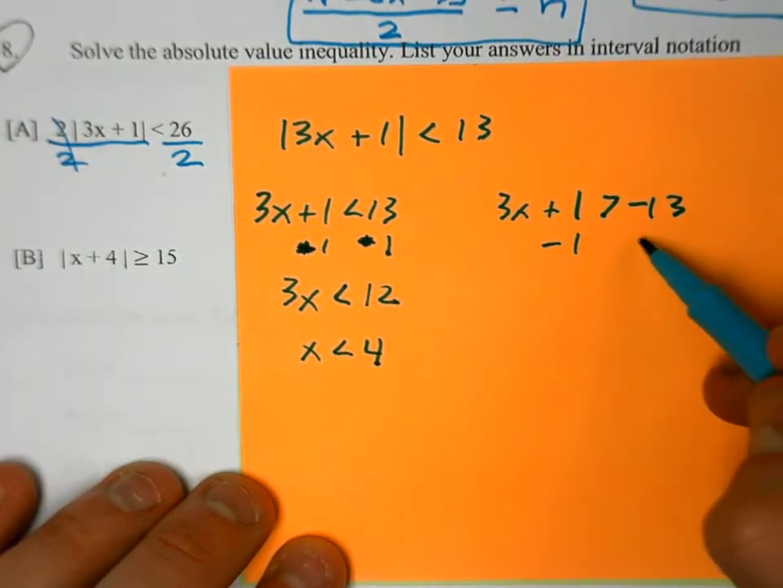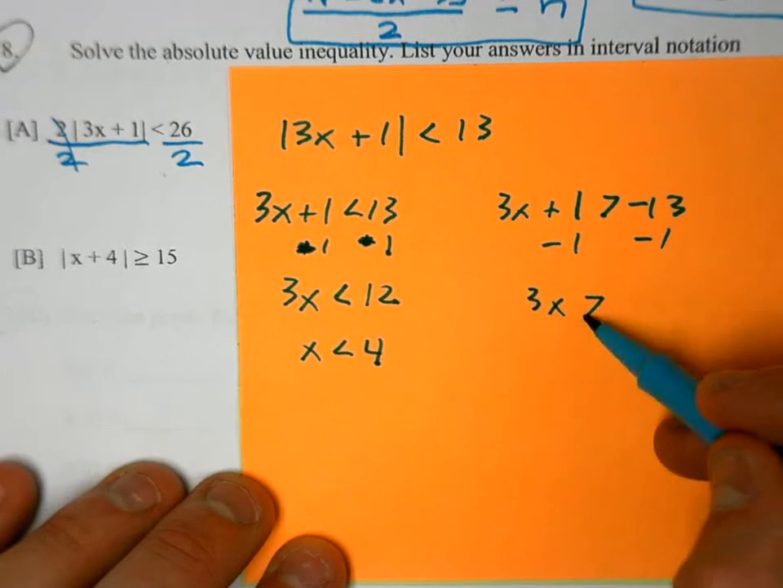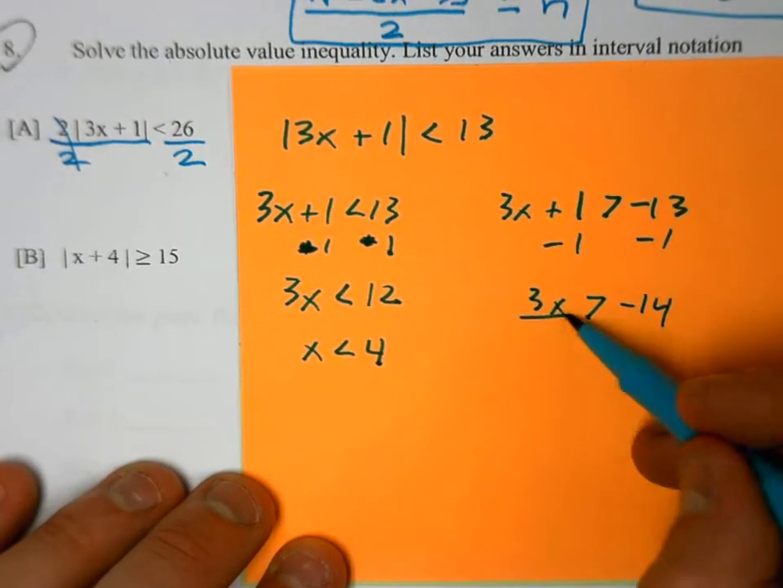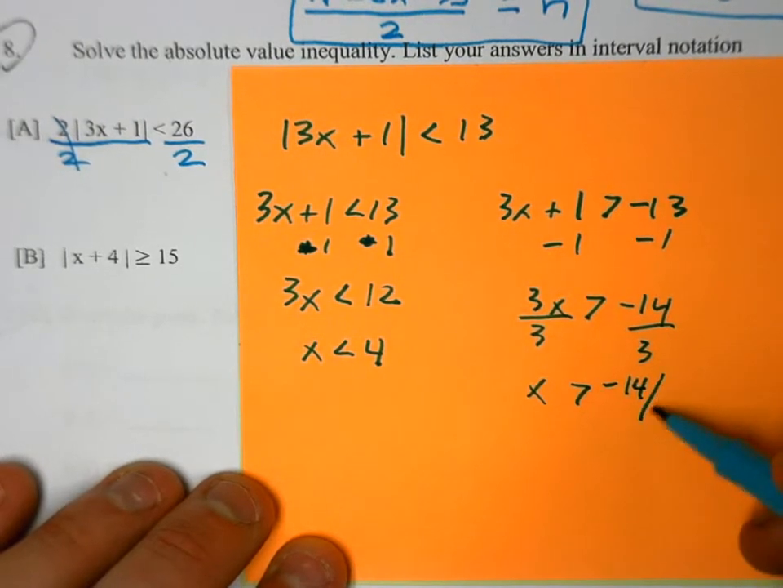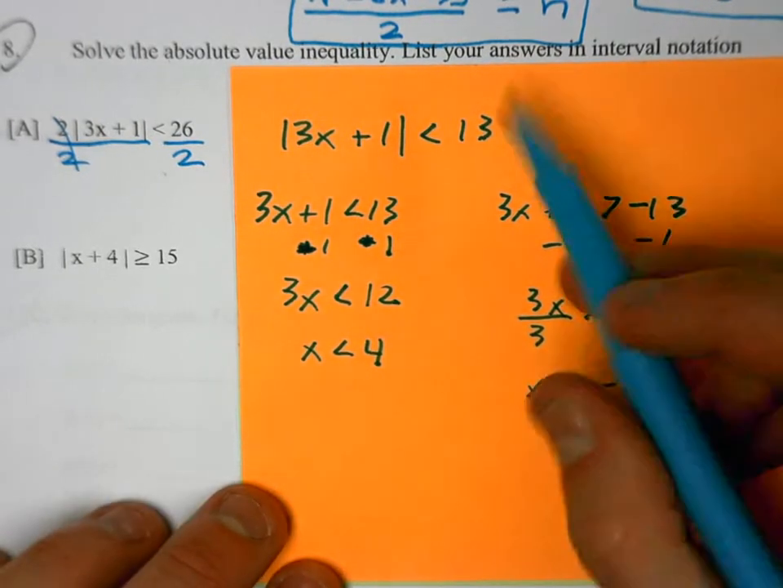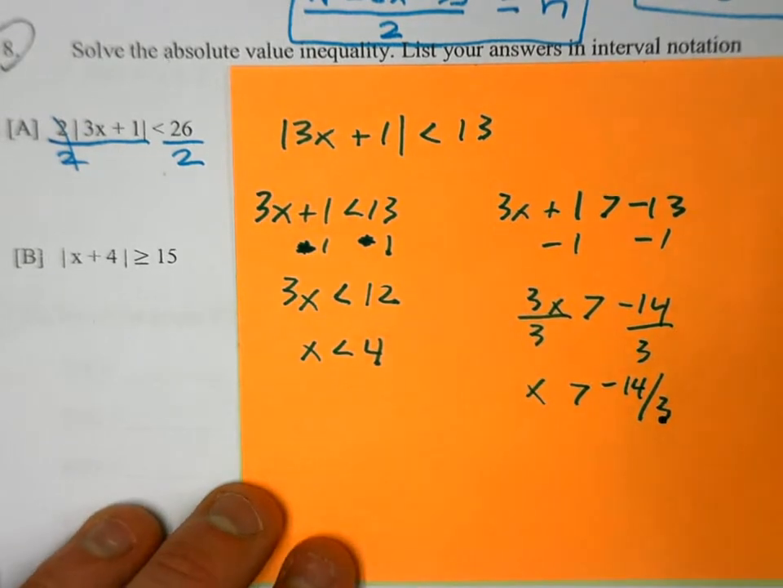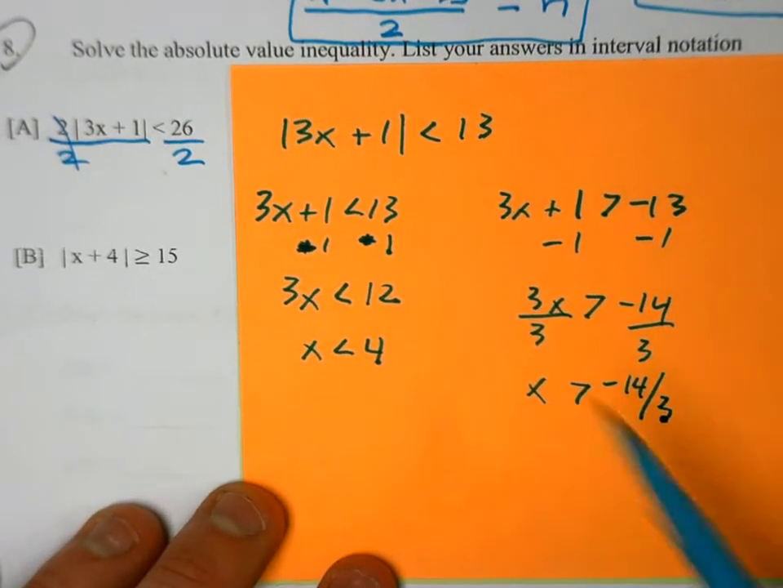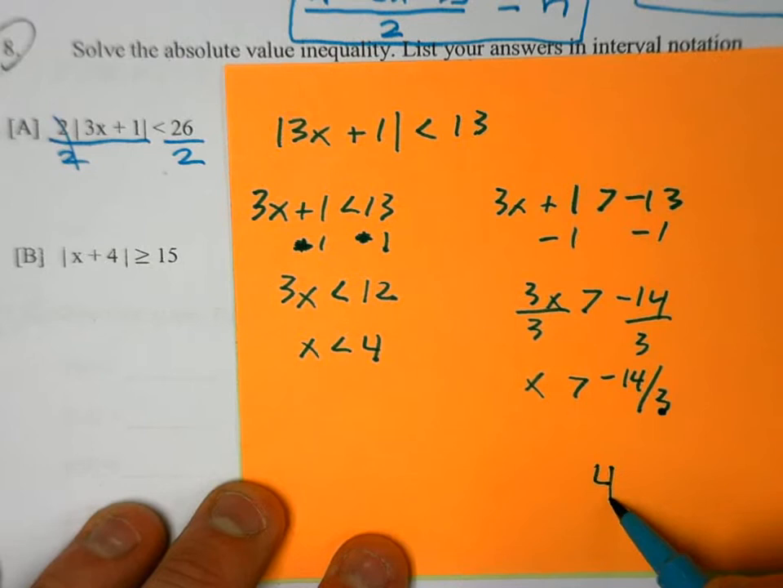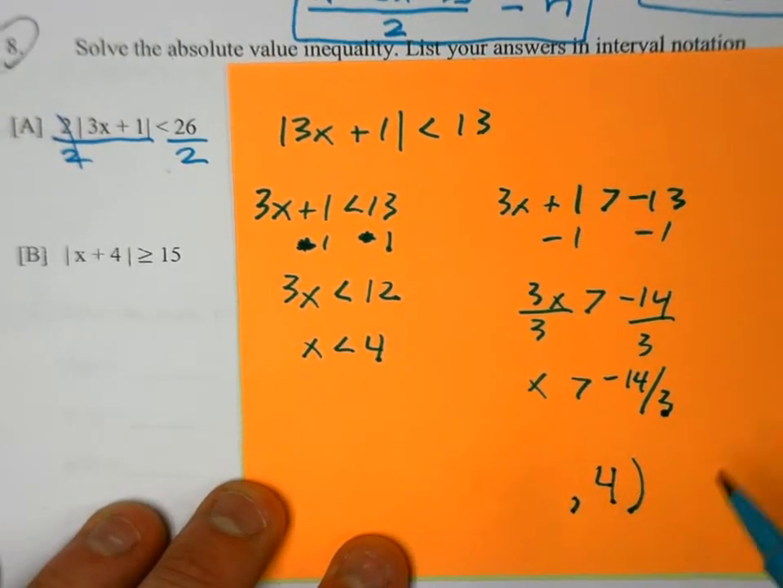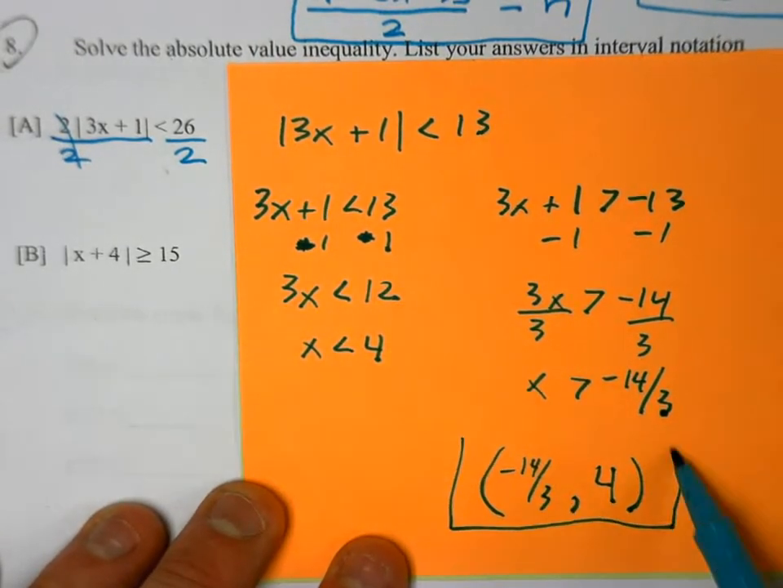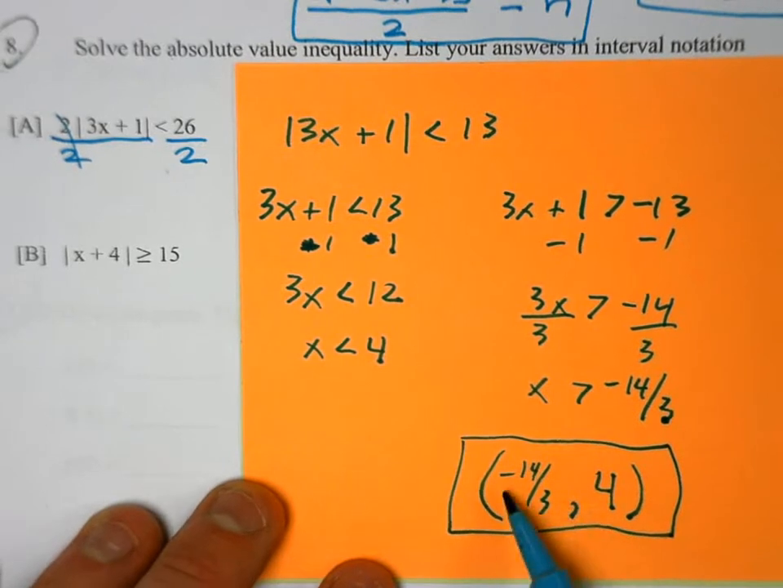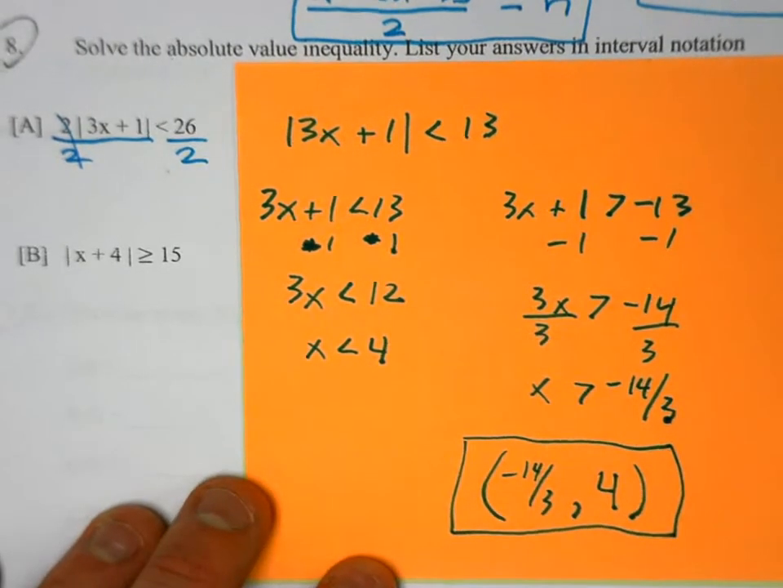Over here, we'll again subtract 1, and we will have 3x is greater than negative 14. Divide by 3, and we have x is greater than negative 14 thirds. List your answers in interval notation. If x is less than 4, then that means 4 will be our greatest number. And if x is greater than negative 14 thirds, then negative 14 thirds will be our lowest number. So every answer will fall in this interval, somewhere between negative 14 thirds and 4.